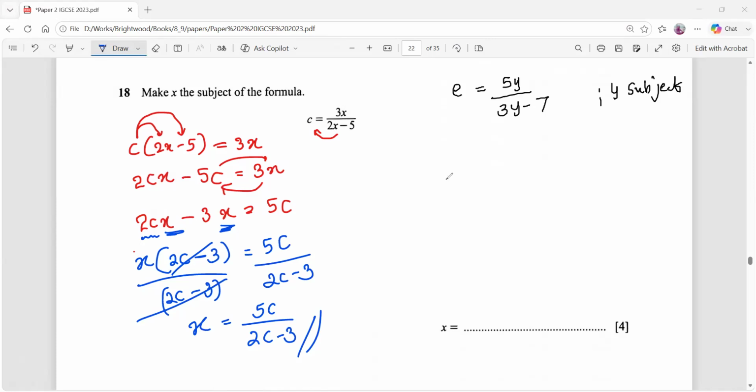Okay, you have to simplify all the terms. Take the y terms to one side, and the other terms to the other side, and simplify it. Okay? Go through.